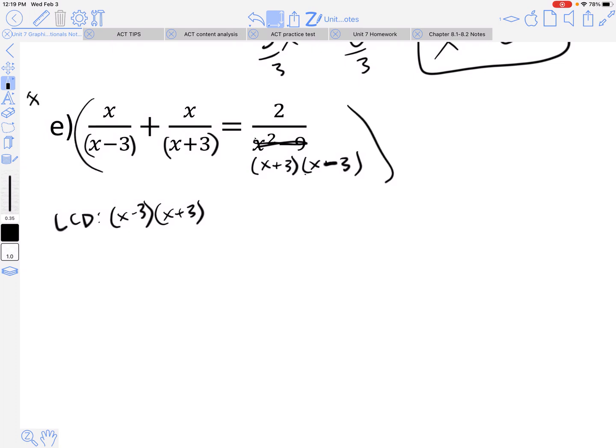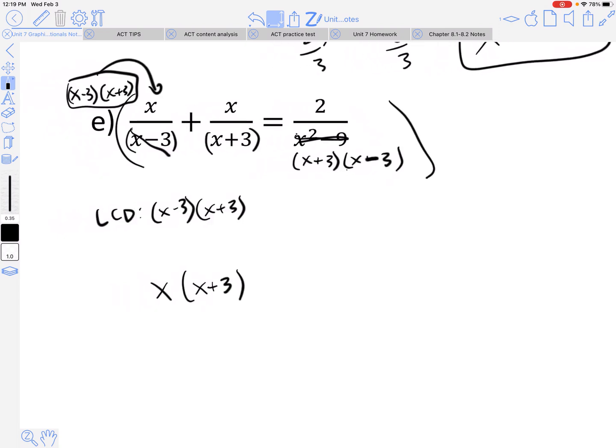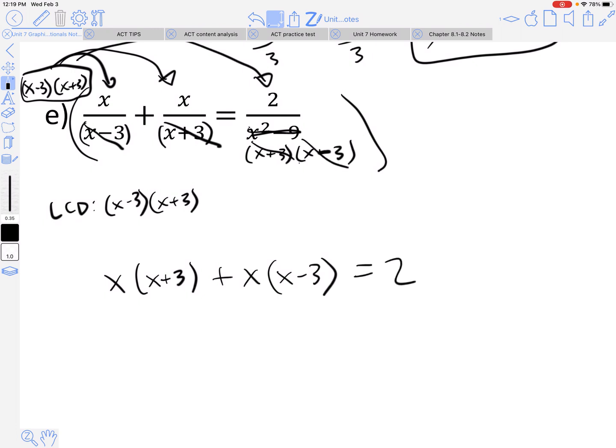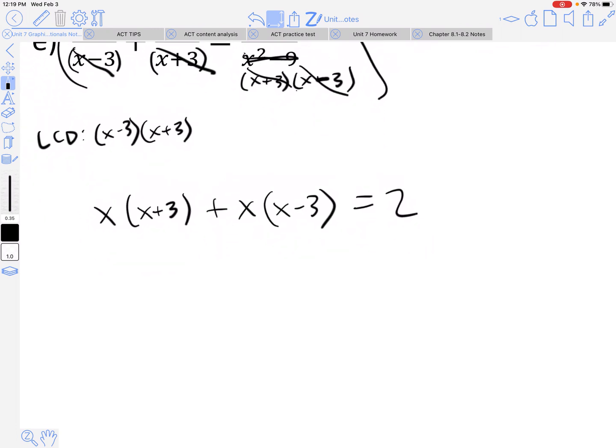So I'm multiplying this whole thing by x minus 3, x plus 3. And I'll distribute that in. So that means this will cancel out, but it'll leave me with an x times an x plus 3 as I distribute that whole piece in, right? So x minus 3 cancels out, leaving me with x times x plus 3. Now when I multiply this over, the x plus 3 will cancel out, leaving me with x times x minus 3. And as I distribute it, it'll cancel out with the entire denominator, leaving me with 2.